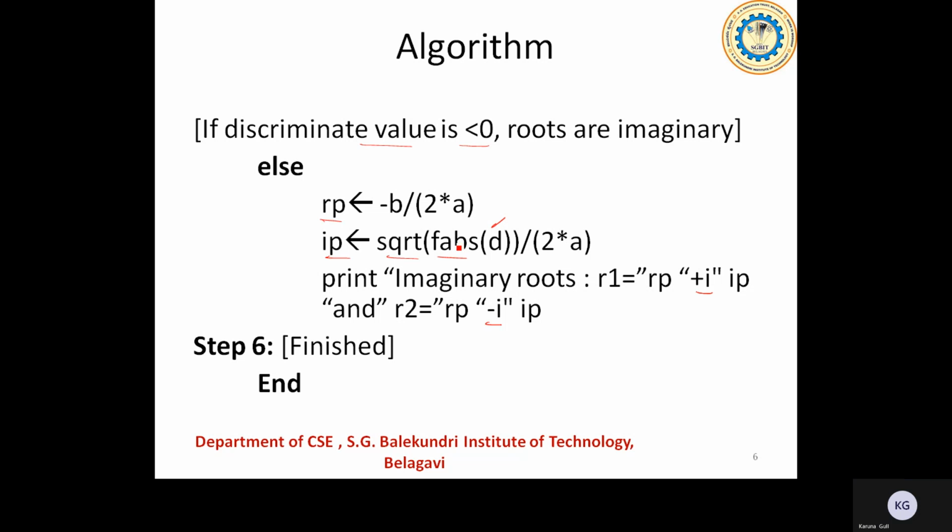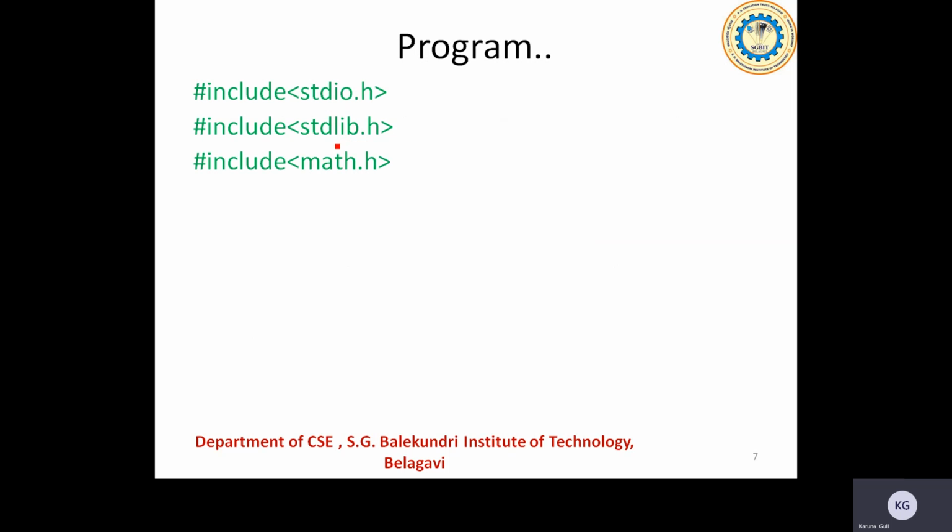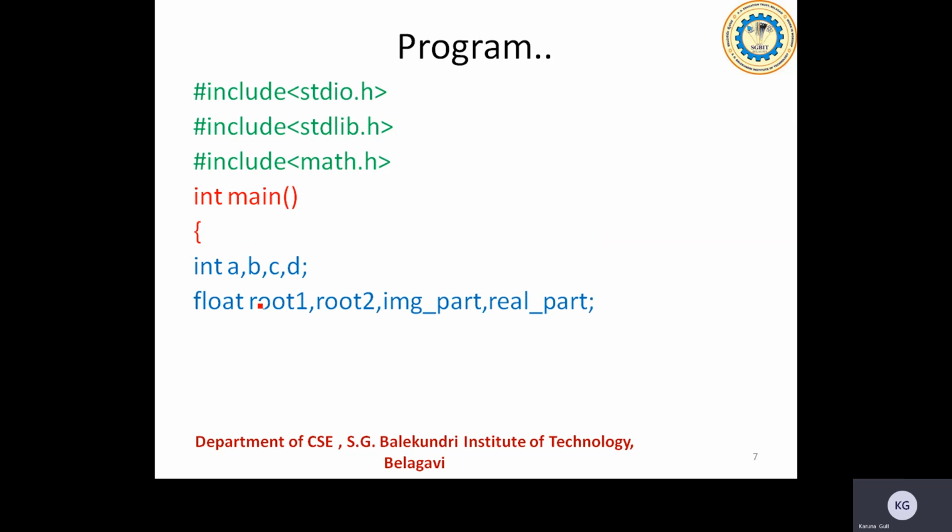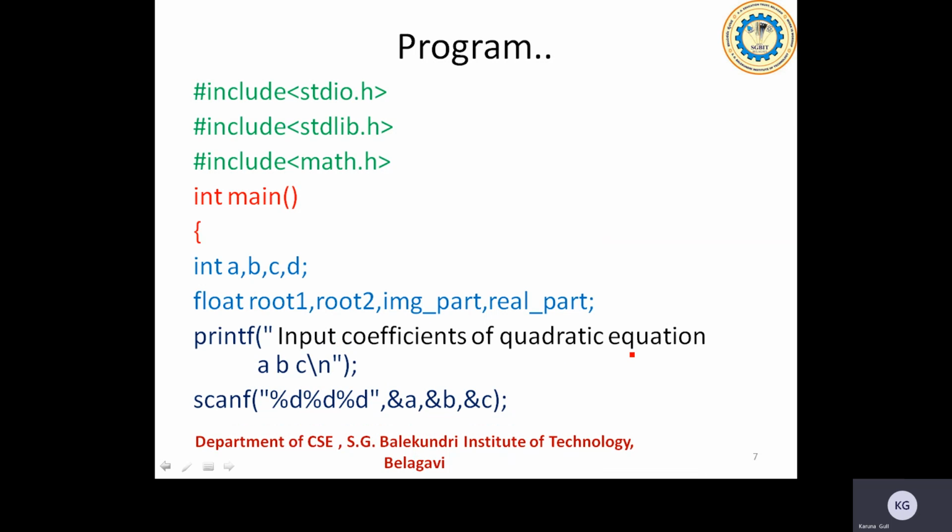Once we know about this, let's proceed with the program. I'll be using the input-output statements, stdlib because I'll be using exit 0, and math.h because I'm using a square root function. So I'll begin with the program. I have so many variables here: a, b, c, d declared as int. The floating point variables are root1, root2, imaginary part and real part. Then I'm asking you to read the coefficients of the quadratic equation using a scanf statement.